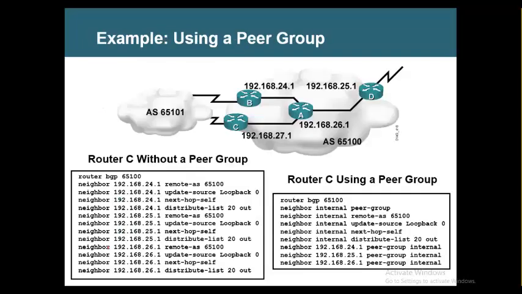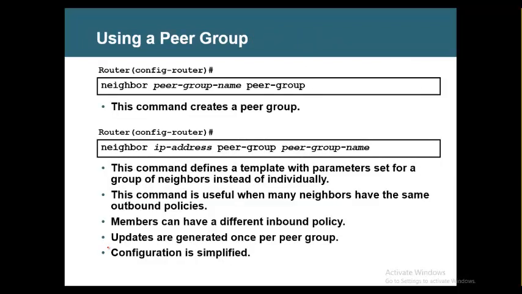Means when I send the packet out, it should be sourced from loopback 0. When I send the packet out, the next hop should be my own. When I send the packet out, it should be sent according to what the distribution list says. If the distribution list says permit, it should be permitted. If it says deny, don't send it. So it's all outbound policy. Inbound policy can be anything for those neighbors.